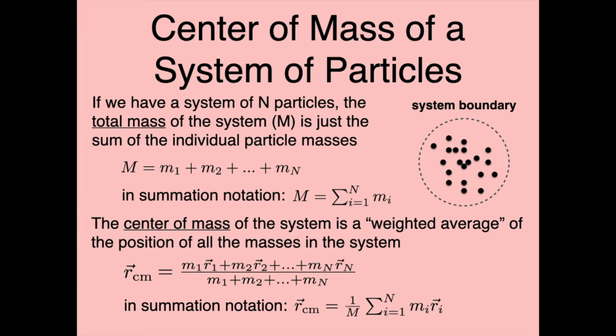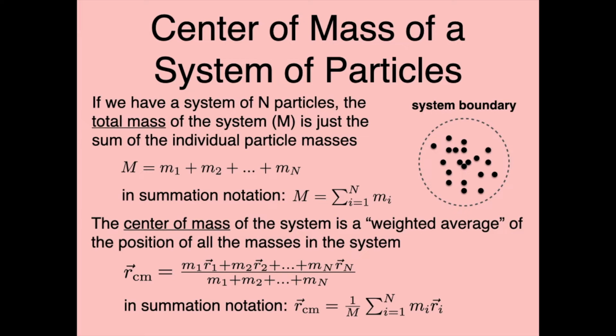A weighted average just means if a particle has more mass, it counts more when we take the average. So this is how that sort of calculation is made. RCM, that's the location of the center of mass, is equal to M1 times R1. So it's the mass of the first particle times the position of the first particle, plus M2R2. Again, that's the mass of the second particle times the position of the second particle, and just add all of those up until you get to the last one. Then on the bottom, we're going to take M1 plus M2 and so on, add up all the masses.